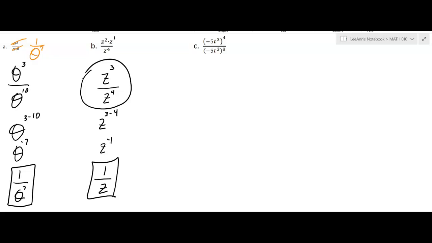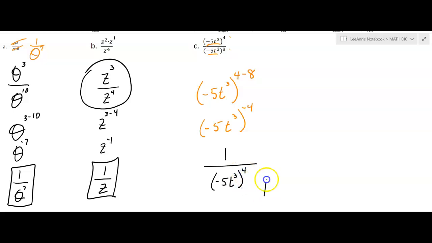So that's fine. All right, and now we have that kind of weird base here, negative 5t cubed, but they're the same. So I'm subtracting these exponents. It's negative 5t cubed to the 4 minus 8, or negative 5t cubed to the negative 4th power, but we don't want negative exponents. So the final answer is going to be 1 over negative 5t cubed to the 4th power. And that's the way we would write it. We have to have those parentheses. Okay.